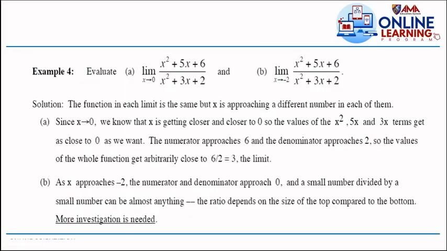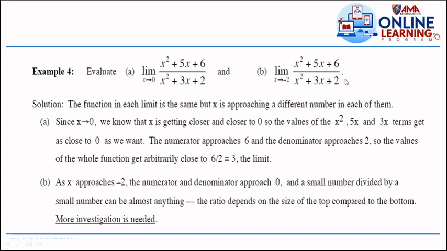So we have your example number 4, the last example. Okay? Evaluate the limit of x squared plus 5x plus 6 divided by x squared plus 3x plus 2 as x approaches 0. Okay? So we have another limit, letter B: the limit of x squared plus 5x plus 6 divided by x squared plus 3x plus 2.